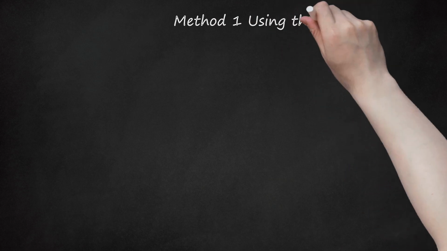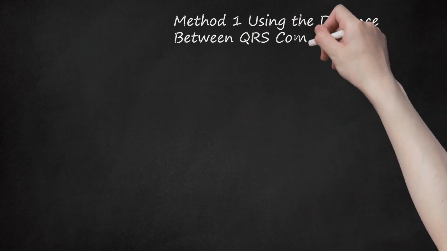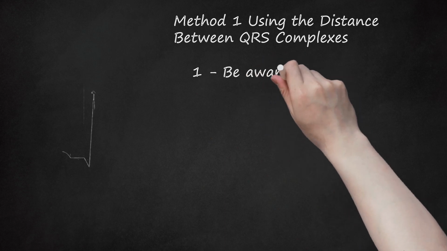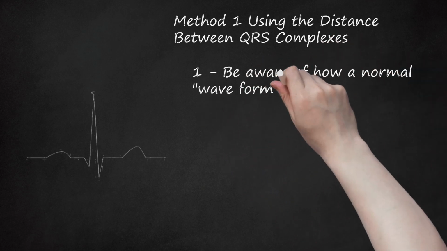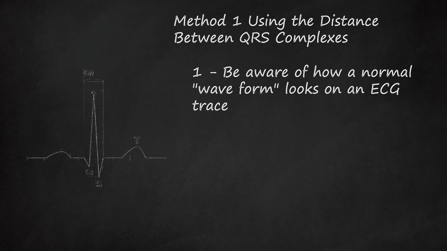Method 1. Using the distance between QRS complexes. 1. Be aware of how a normal waveform looks on an ECG trace. This will allow you to determine what area of the ECG represents one heartbeat. From the length of a heartbeat on the ECG trace, you will be able to calculate the heart rate. A normal heartbeat contains a P wave, a QRS complex, and an ST segment. The one you will want to pay particular attention to is the QRS complex, as this is the easiest one to use to calculate heart rate.